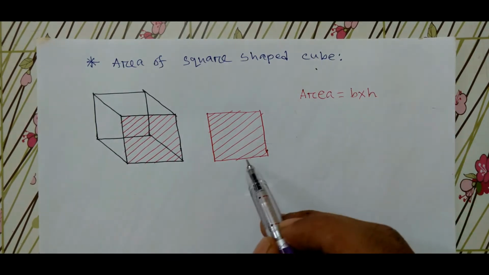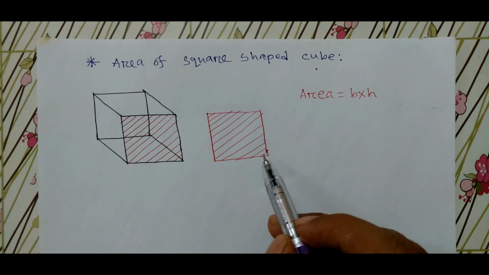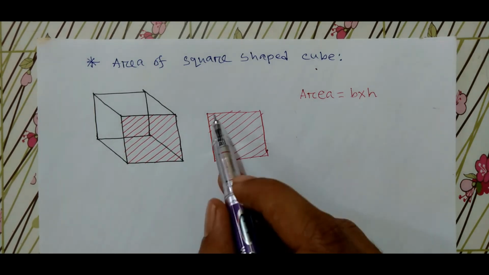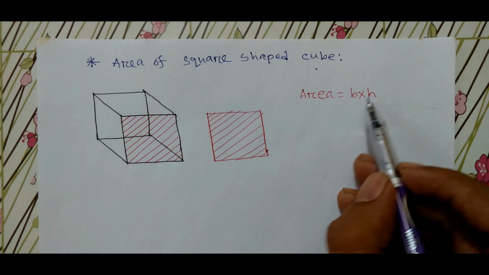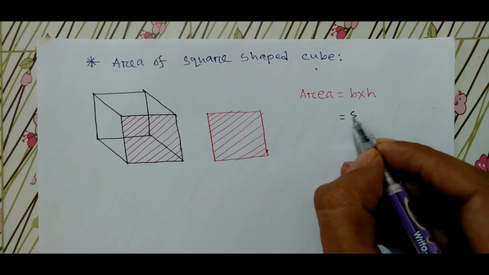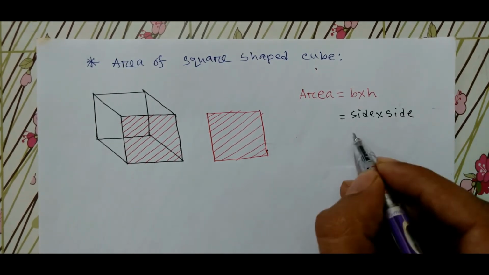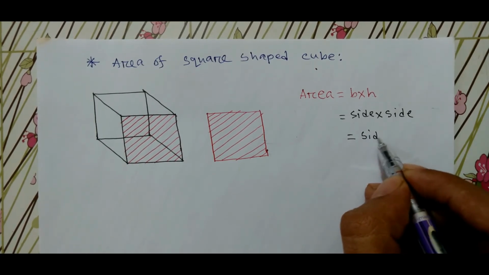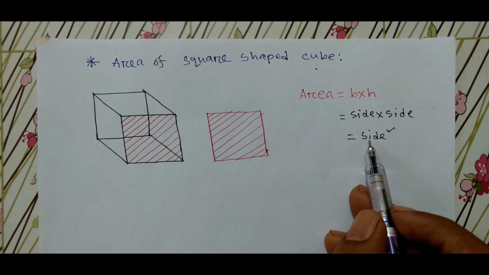What is base and what is height here? Since this is a square, there is no basic difference between base and height. All the sides are equal. That's why we can replace the base and height simply as side. Now if you multiply side by side, then you will find side square. Okay, this is the area of one surface.